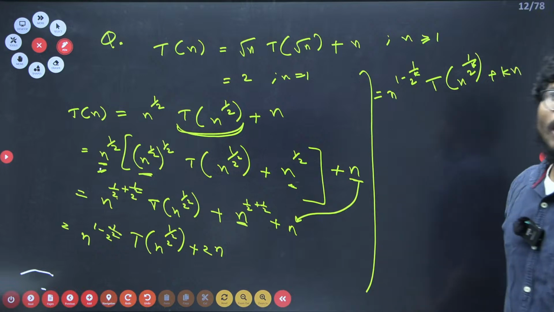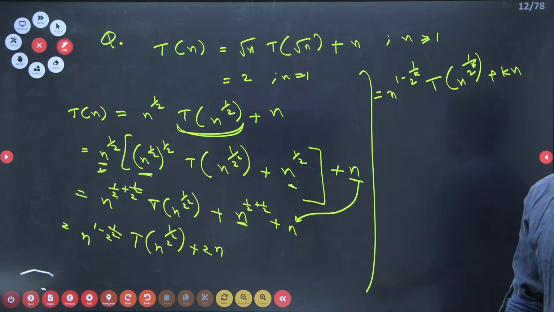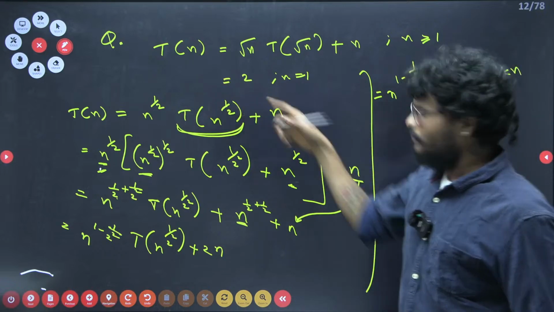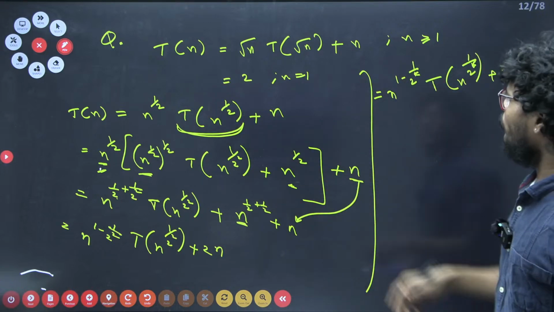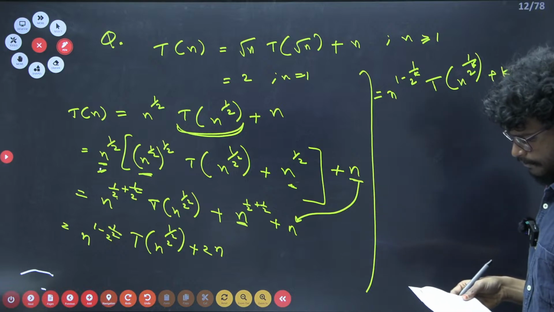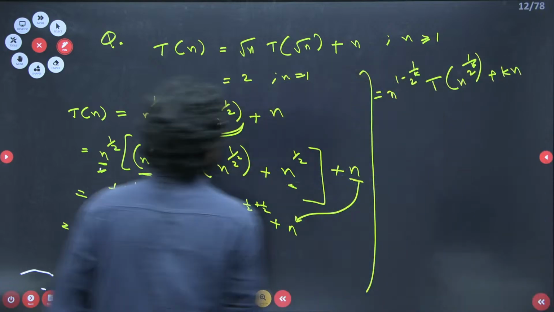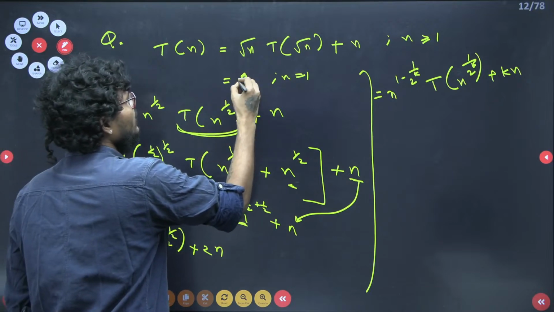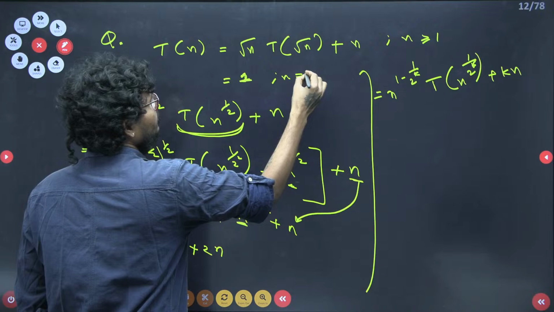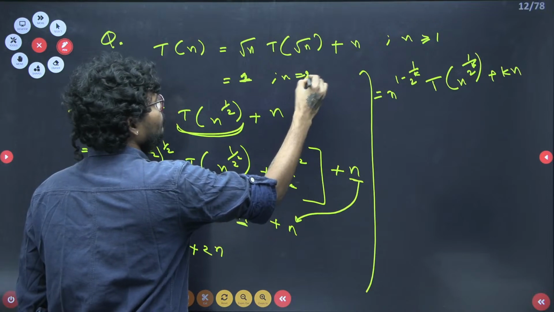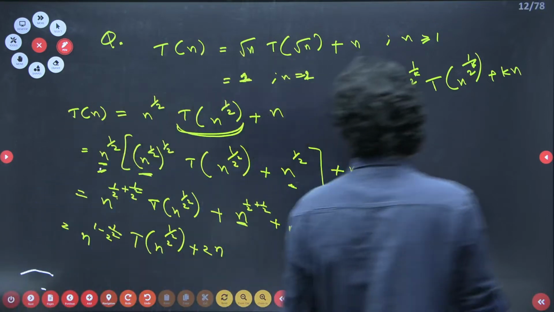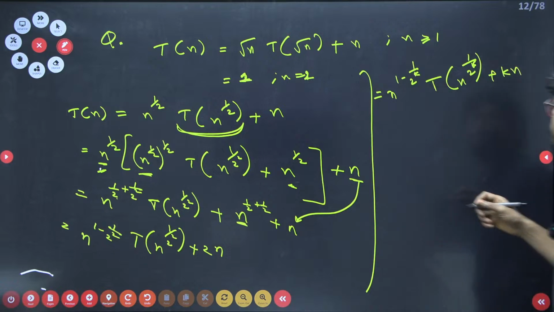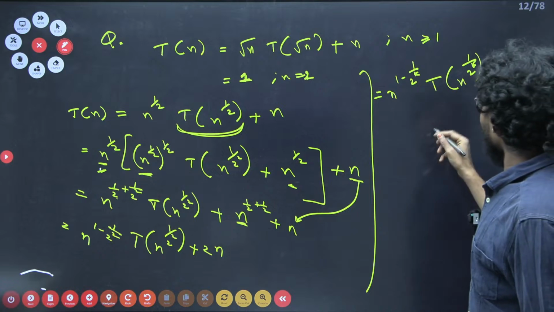Now when does this recursion stop? The recursion stops when we hit the base case, and at the base case we have T of n is 2 when n is equal to 1. I'm sorry, it is the reverse. Inside we should get, okay, T of n is 1 when n value is 2. So let us equate like that.